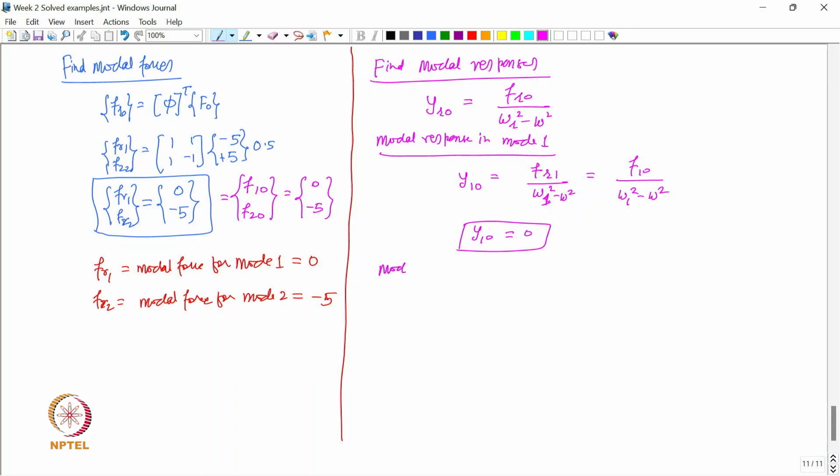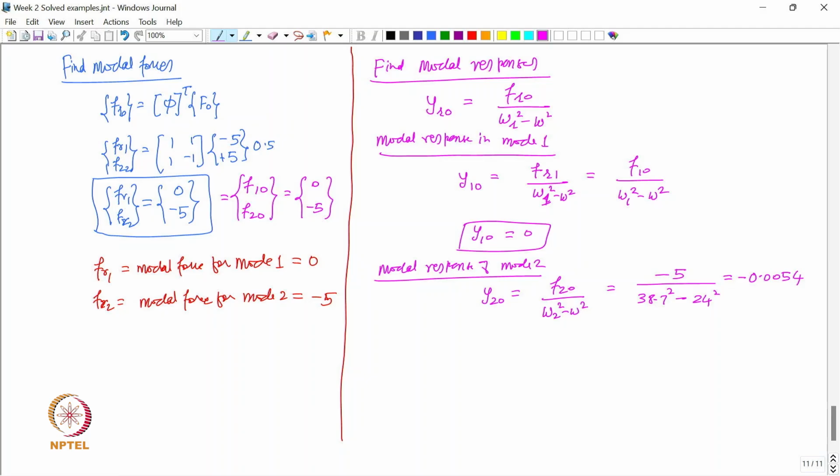Now the modal response of mode 2 would be Y20, equal to F20 upon omega 2 square minus omega square, correct, and omega, the excitation frequency, is already given to us. So if you substitute this, you have minus 5 divided by 38.7 square minus 24 square, and you get minus 0.0054. So that is nothing but the modal response in mode 2.